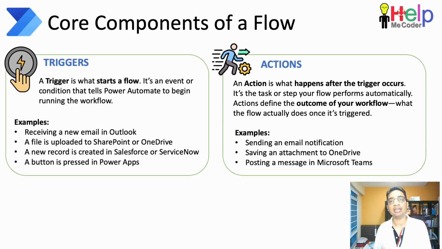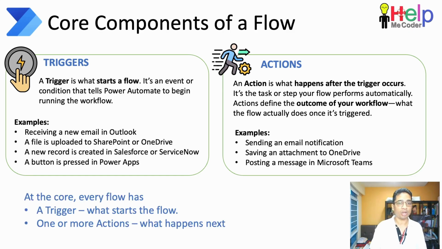Examples can be sending an email notification. When a trigger happens, you want to send email notifications to so and so people. Another example can be saving an attachment to OneDrive. Once a trigger happens, and you save that attachment to OneDrive. Or posting a message in Microsoft Teams. So these can be actions, but the main point is that you can have mostly one trigger and then multiple actions. So at the core, every flow has a trigger which starts the flow and one or more actions that tell what this flow is all about.